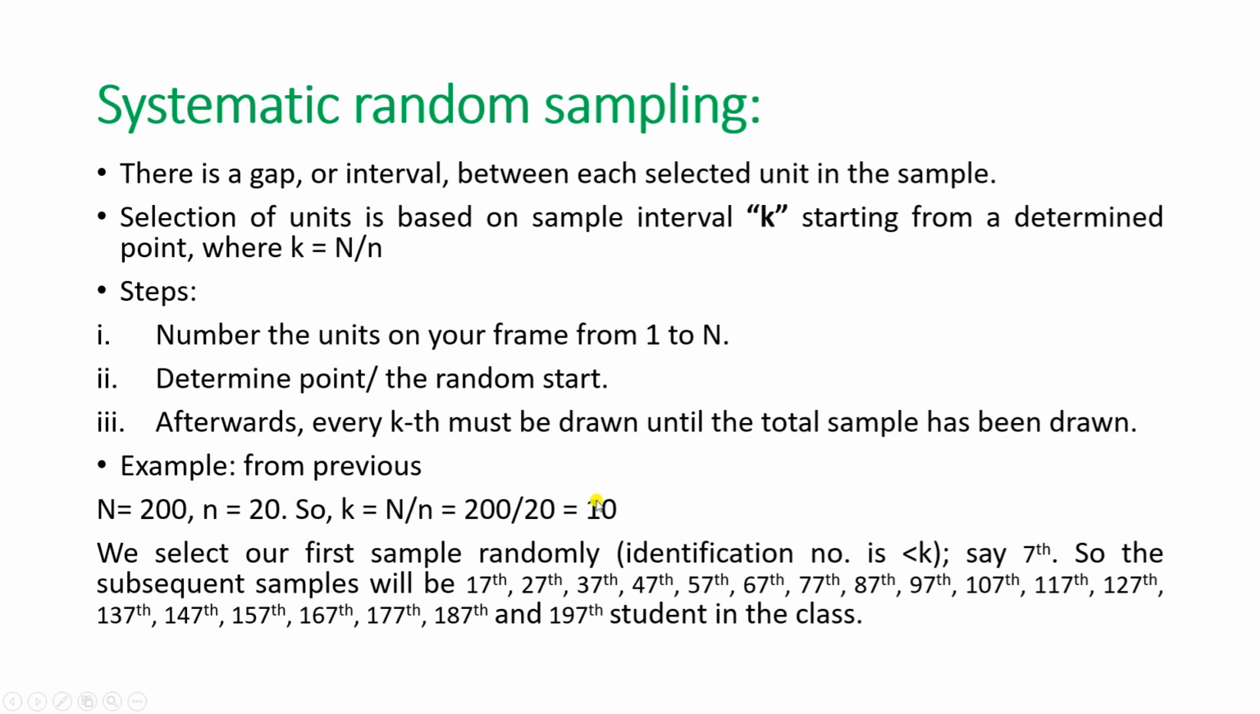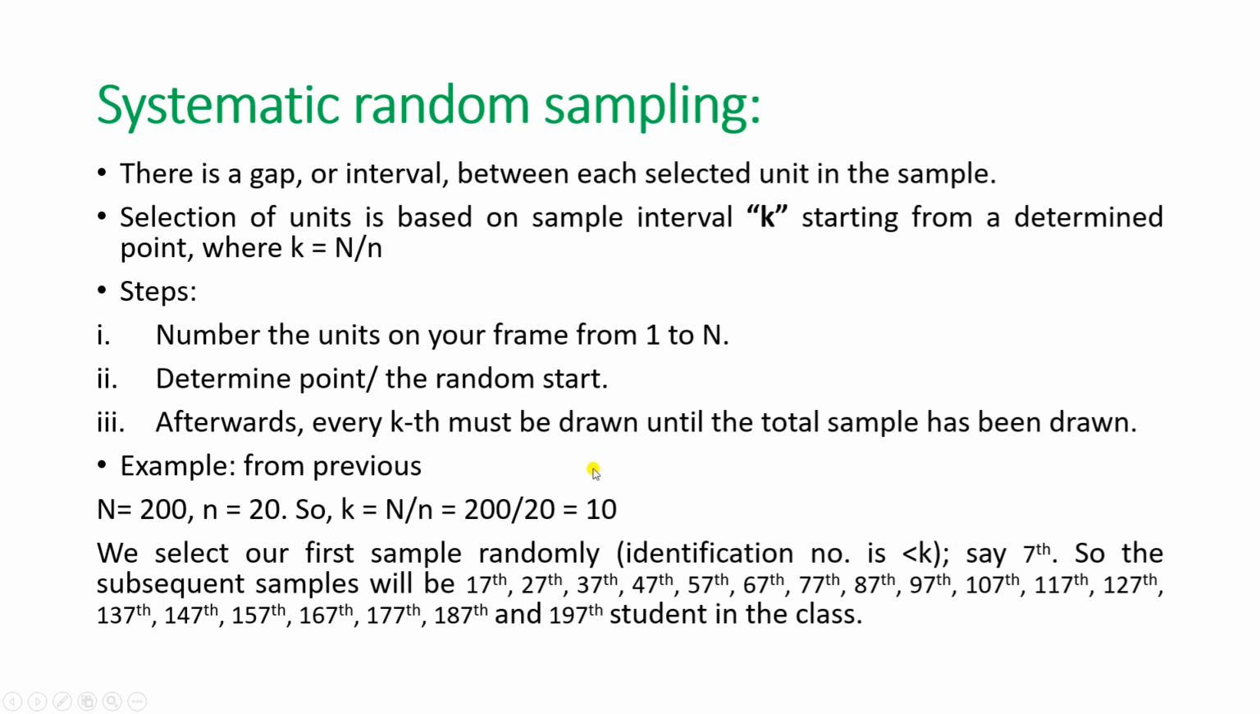Just to be clear, I have measured the sampling interval or sampling fraction, that is the K value, which is 10. Next, I have to select my first individual in the sample, but the first individual must have a roll number or identification code less than this value. That is why we have made 10 sheets, written 1 to 10 on each of them, and selected one randomly. Suppose the 7th roll has come up, and this is my first sample.